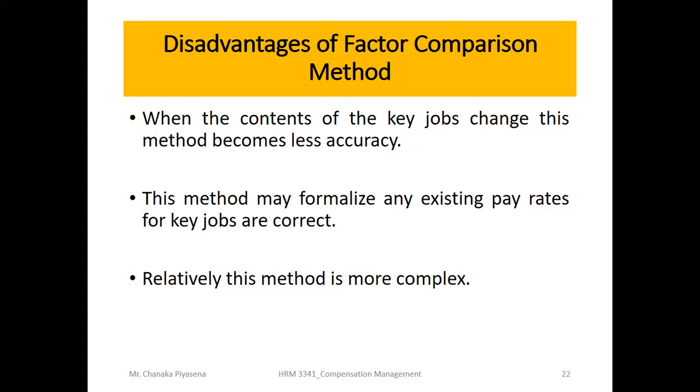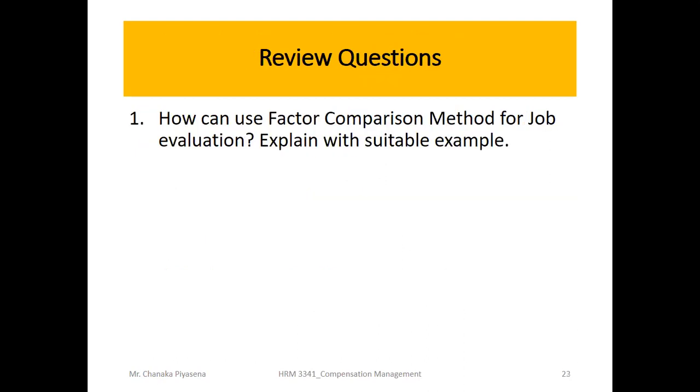On the other hand, if we are not identifying key jobs correctly, our factor comparison chart becomes wrong, and that effort will be lost. When we are identifying the key factors, we are going to evaluate based on these factors as criteria. If we lose one of the factors, our total effort will be lost. That is a major disadvantage of this factor comparison method. That is all about the factor comparison method.